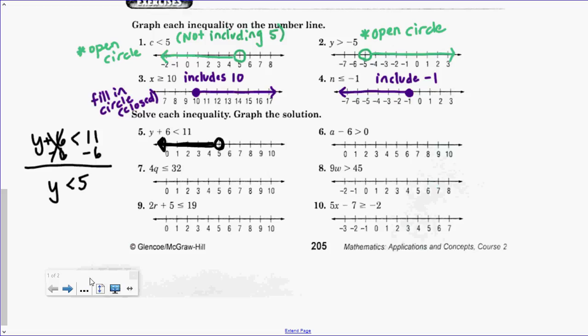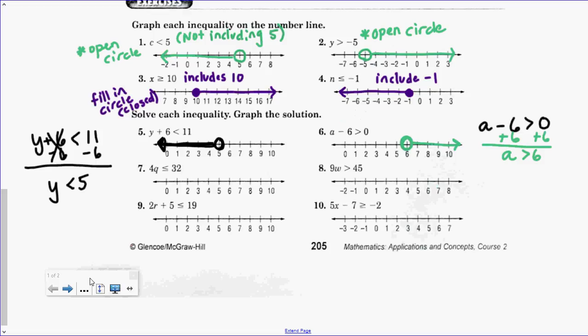Okay, for number 6, we have a number minus 6 is greater than 0. So we need to know what numbers would make that true. So something minus 6 is bigger than 0. If we add 6 to both sides, we get that a is greater than 6. So anything bigger than 6 will work, and that's an open circle because of the greater than symbol. It's not including 6. 6 won't make that a true statement because 6 minus 6 is 0, and 0 isn't greater than 0.